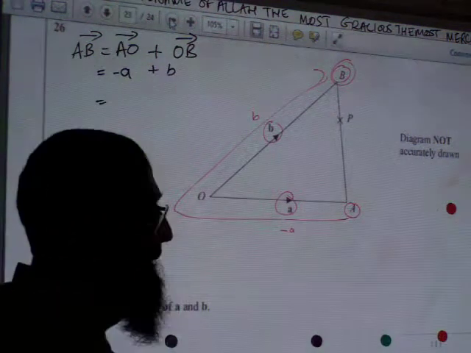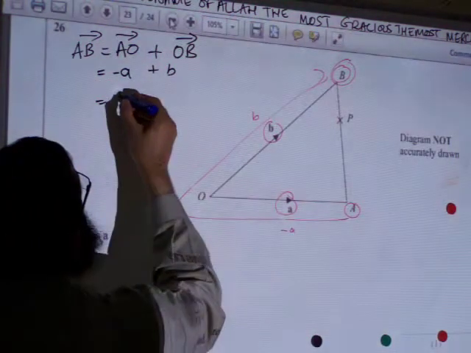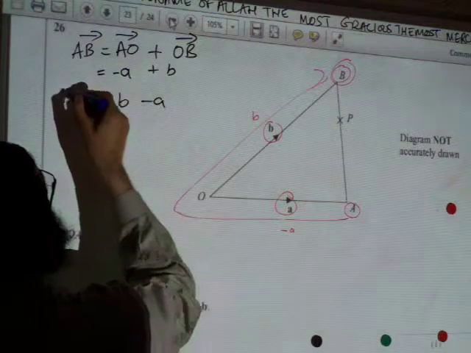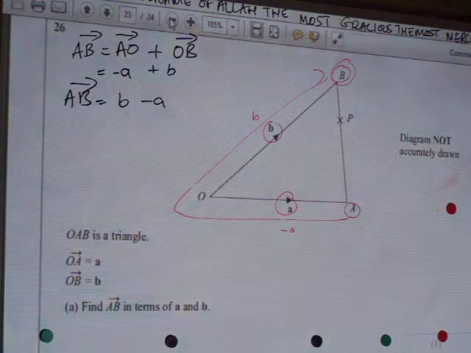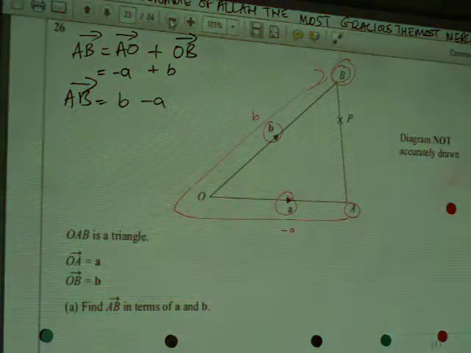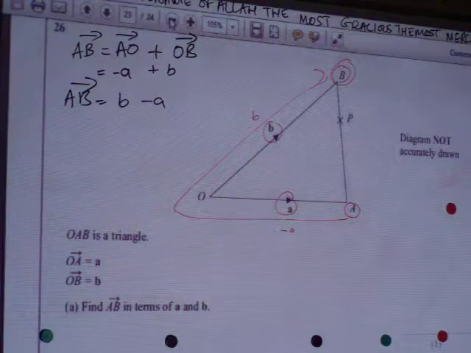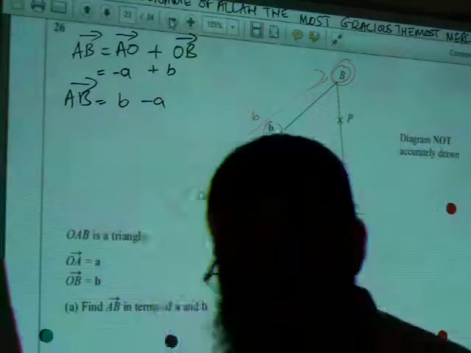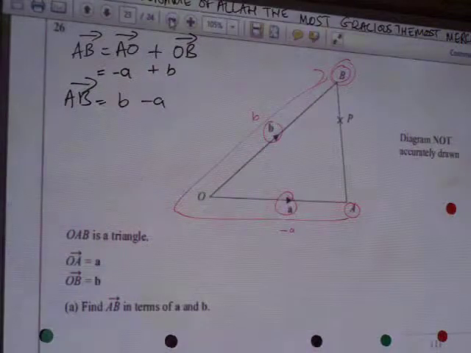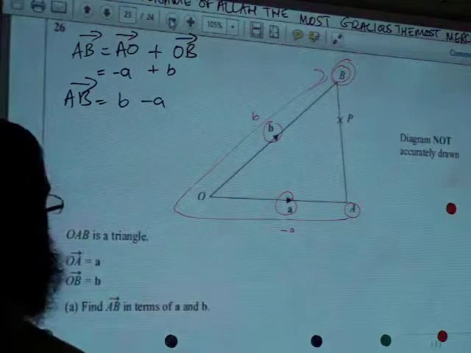Now we have minus a plus b. Some students like to just change it around and write down b minus a. Whatever makes you happy, that doesn't make any difference to me. It's no problem. Okay, are you happy with that, Isa? Yeah. That's the first part of the question. So we wrote out A to B in terms of a and b.